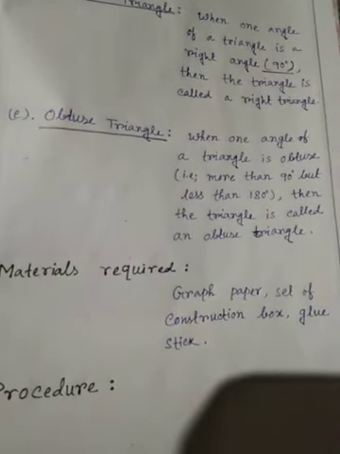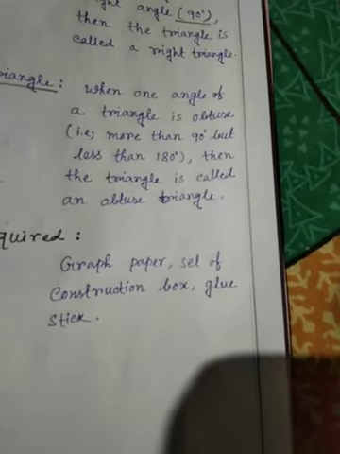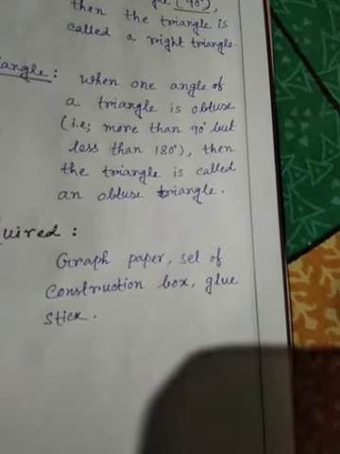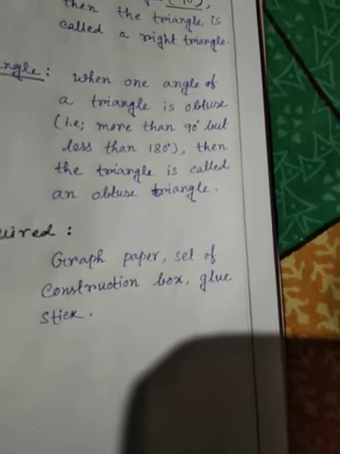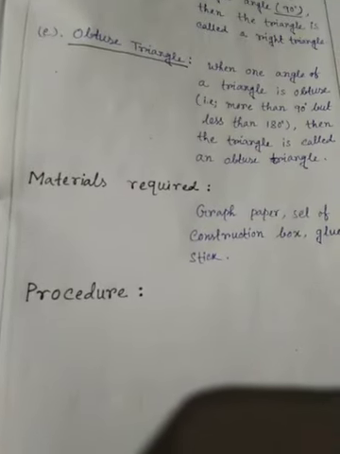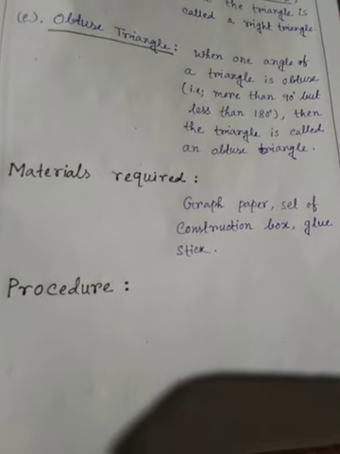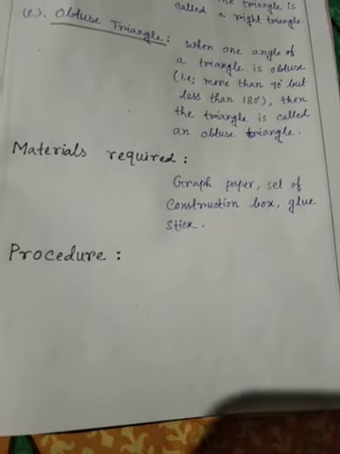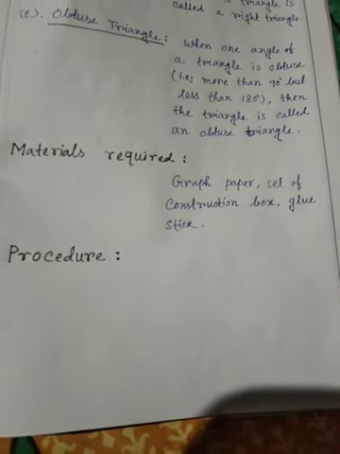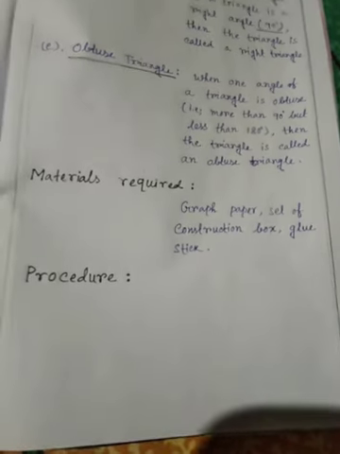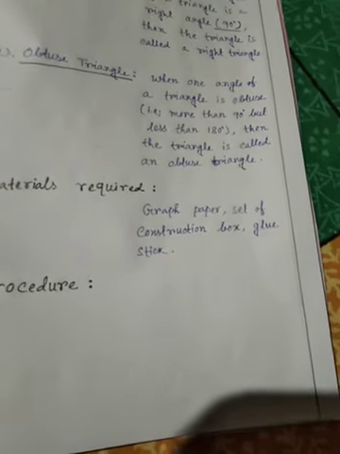Now our next point is materials required. So first we need graph paper, a set of construction box and a glue stick or fevistick we can also say. These are the things we need for doing this activity. Now our next point is procedure. So first we need a graph paper. By taking a graph paper we will make three triangles.